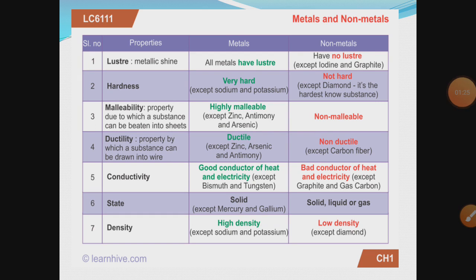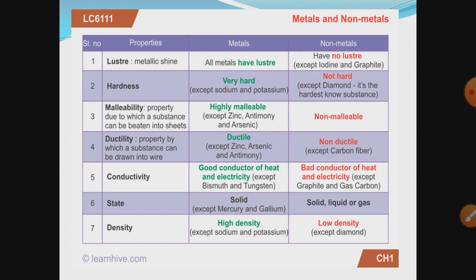Now this is a very important tabular representation of the difference between metals and nonmetals on the basis of their physical property. But in this tabular representation, you will come across some exceptional cases also. Exceptional cases means where that particular property is not applicable to some particular element. Except that element, it is applicable to all. So that is called exceptional cases.